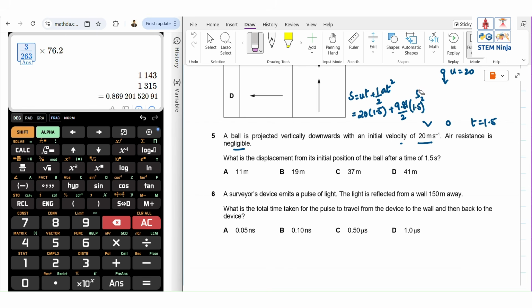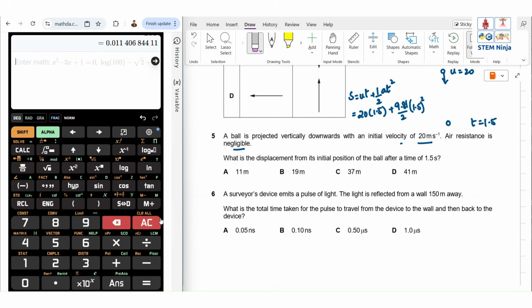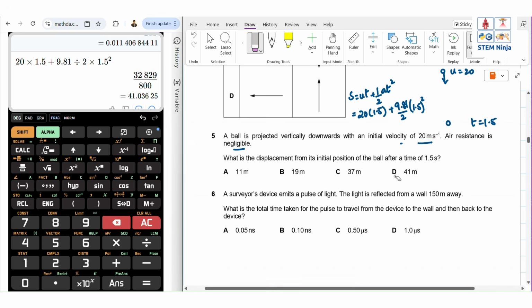So all we need is to just put it in this. 20 times 1.5 plus 9.81 divided by 2 times 1.5 squared. We get 41. That's it, simply.